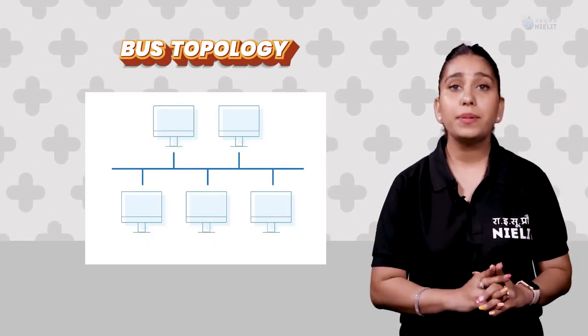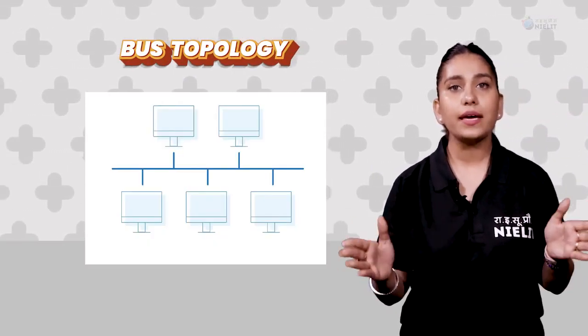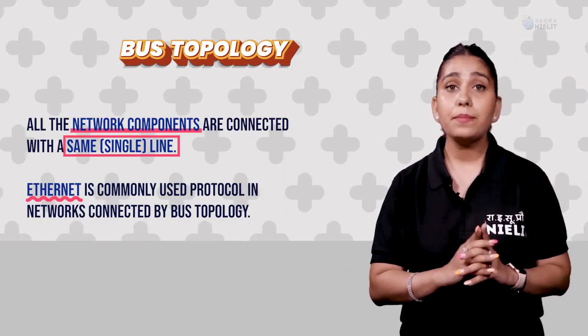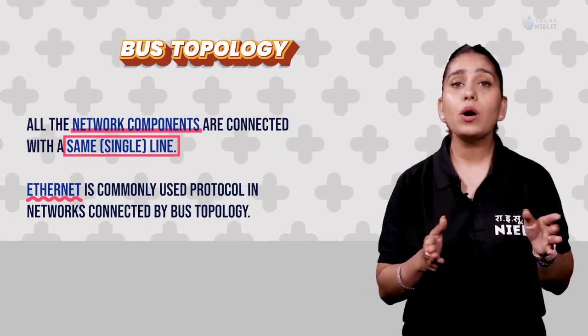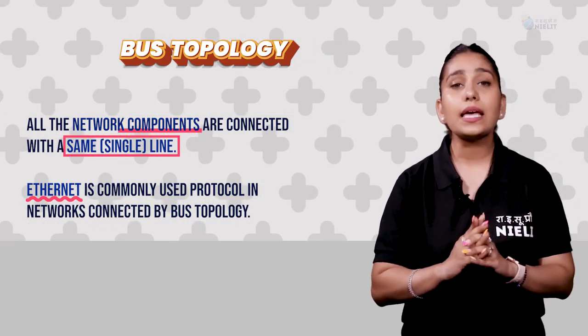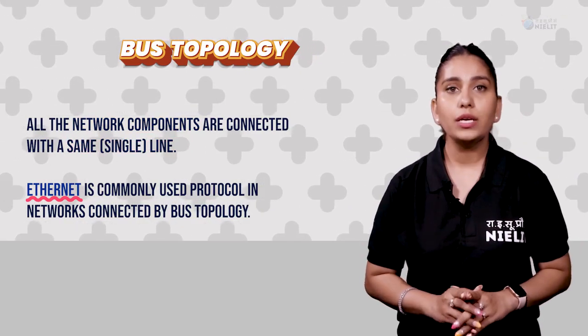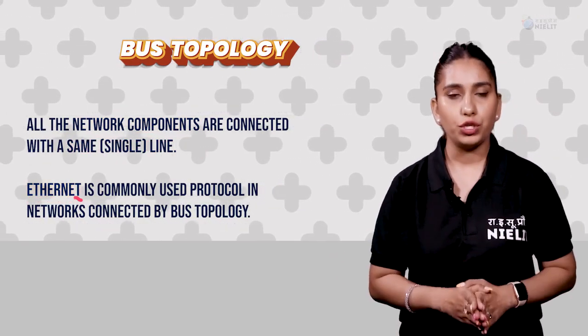The first one is bus topology. A bus topology is such that there is a single line at which all nodes are connected. In bus topology, all the network components are connected with a single line. Ethernet is a commonly used protocol in networks connected by bus topology.